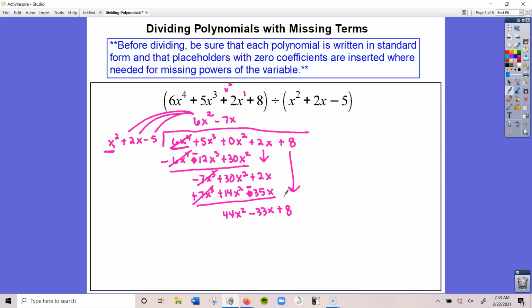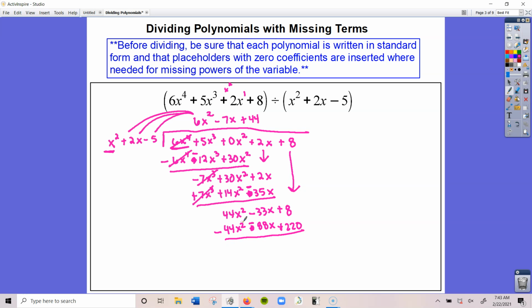And now we repeat one last time. In order to get 44x squared, I would need to multiply x squared by a positive 44. And now we distribute the 44. 44 times x squared is 44x squared. 44 times 2x is a positive 88x. And 44 times negative 5 is negative 220. Now we switch all the signs.